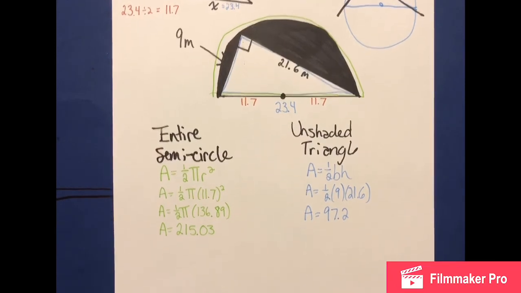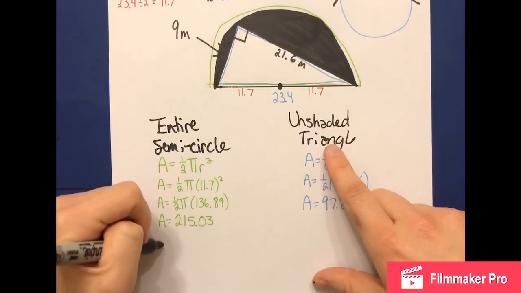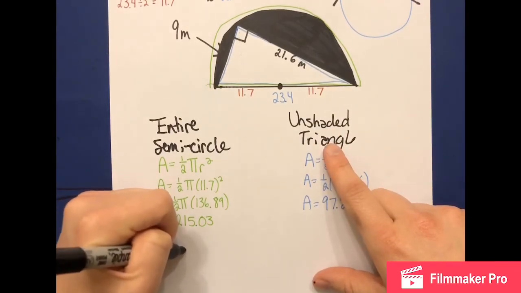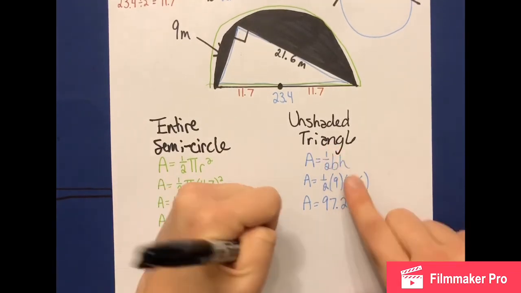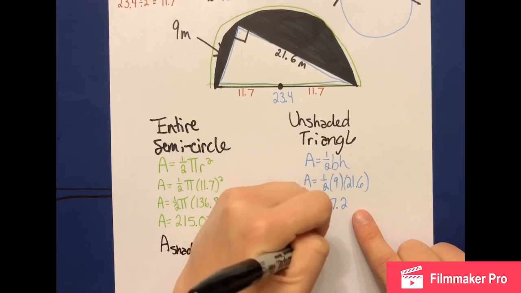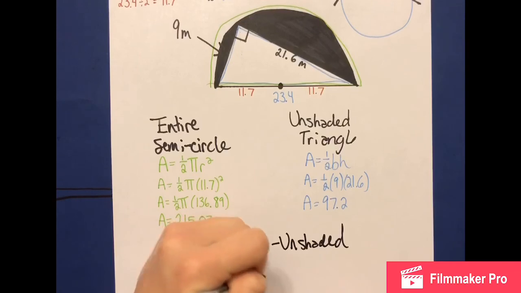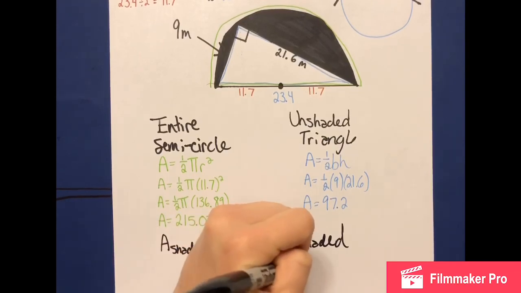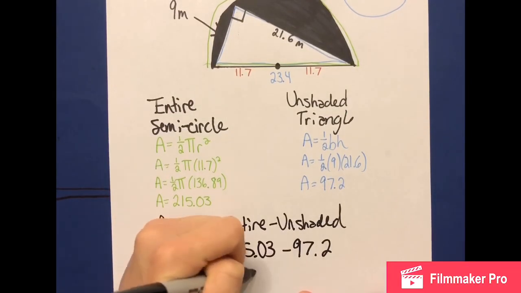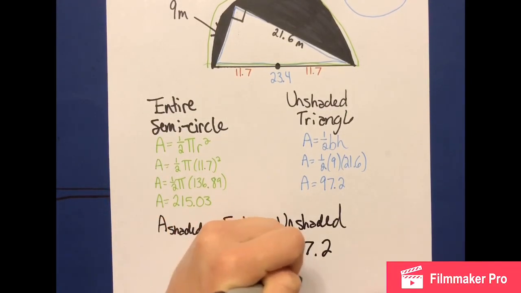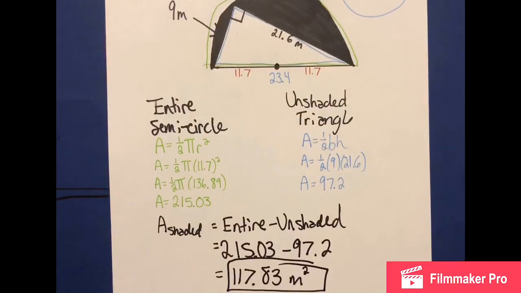I'm going to find the total area of the shaded region. So area of shaded is equal to the entire minus the unshaded. So my entire is 215.03 minus 97.2, which is going to give me 117.83 meters squared. And that's me done this section. I'm going to go find out if I drew a line there, could I figure out the height there?